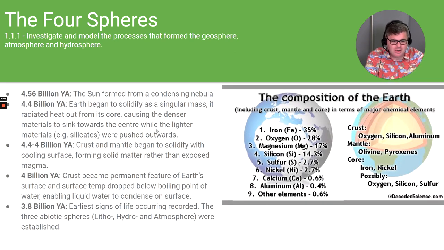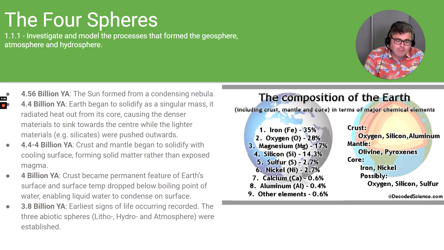Now, here is a timeline of our planet. Around about 4.56 billion years ago, the Sun formed as a condensing nebula. Originally it was just a large cloud of superheated gas, then it condensed, started to catch and release huge amounts of energy, and became an actual full-fledged star.